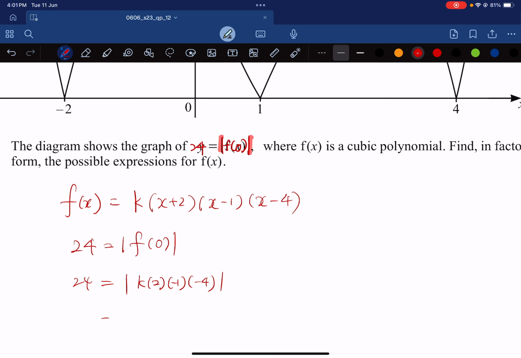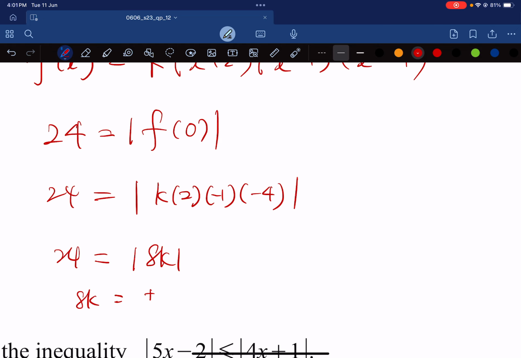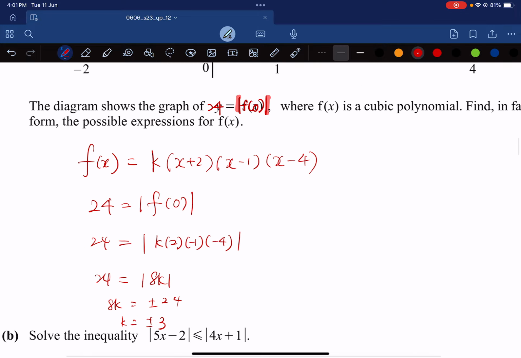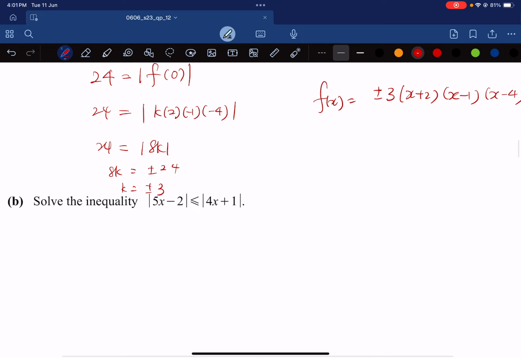So what we have here is 8k equals 24. So 8k equals plus or minus 24. So k equals plus or minus 3. Okay, so that means f(x), we have two possible expressions: plus or minus 3(x plus 2)(x minus 1)(x minus 4). Now, solve the inequalities.